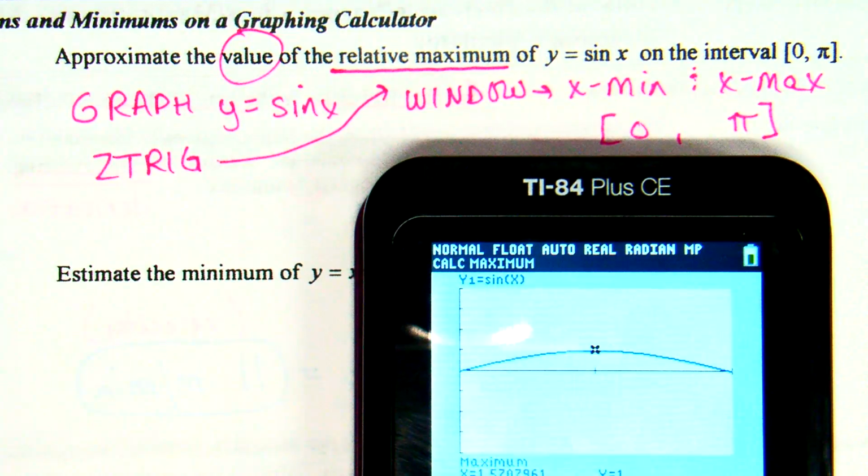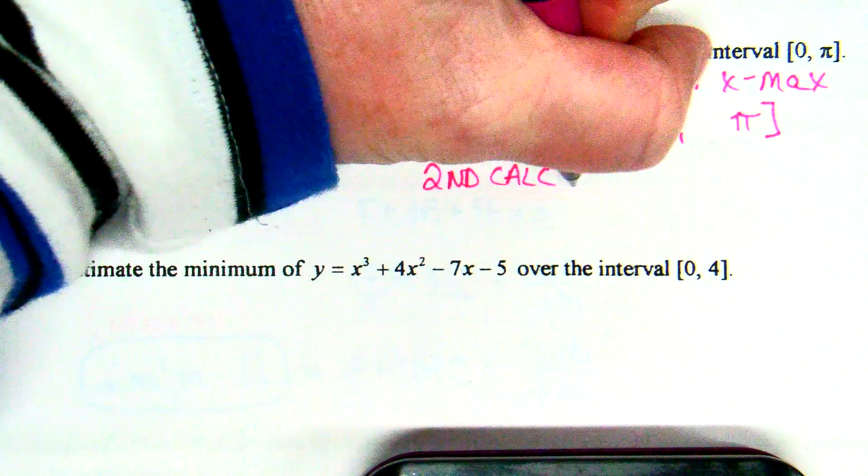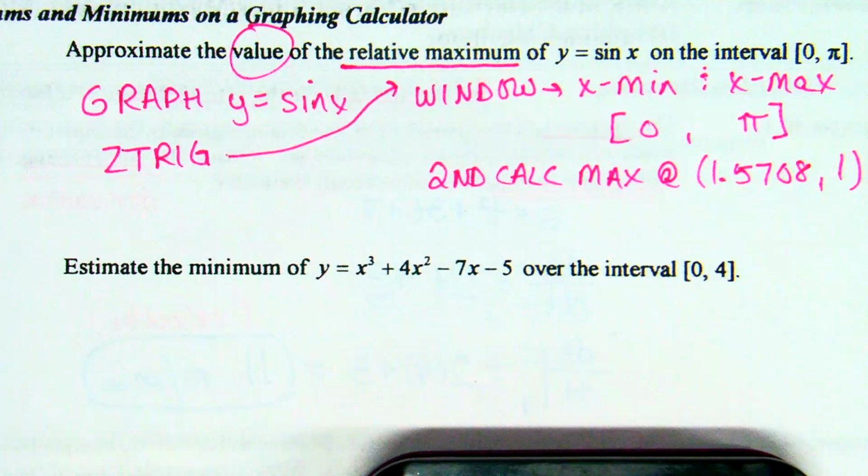When I do my second calc max, what was my max value? My ordered pair is 1.5708, comma 1. Any thoughts on what that 1.57 is in terms of pi? Pi over 2, yep. Okay. Now, again, that's the ordered pair, which is why I was showing it, but what did it ask me for? The value of the relative max. What's the value of the relative max? 1.